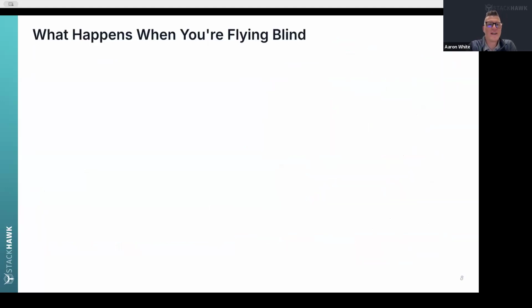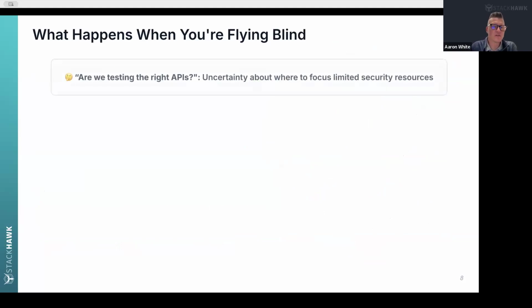So what happens when you're flying blind? You have all these questions. Are we testing the right APIs? You have uncertainty about where to focus. How do you know what you need to prioritize to get under test? You have all of these code repositories and these applications, but where do you start?